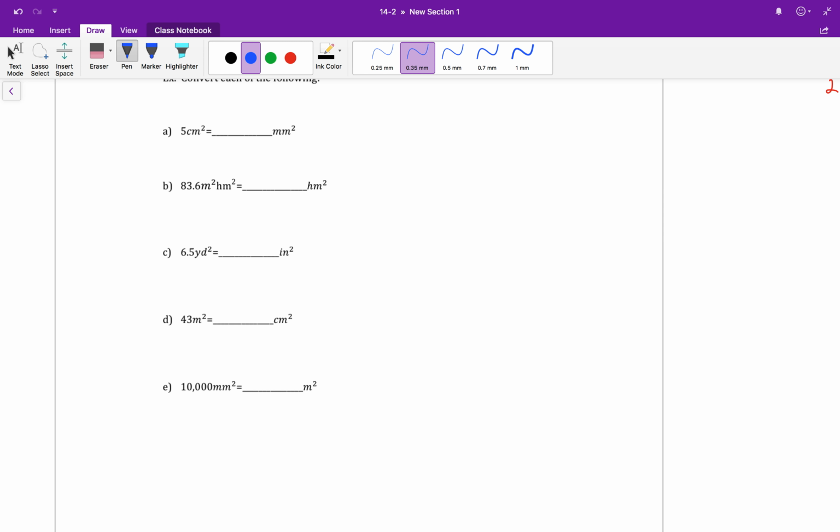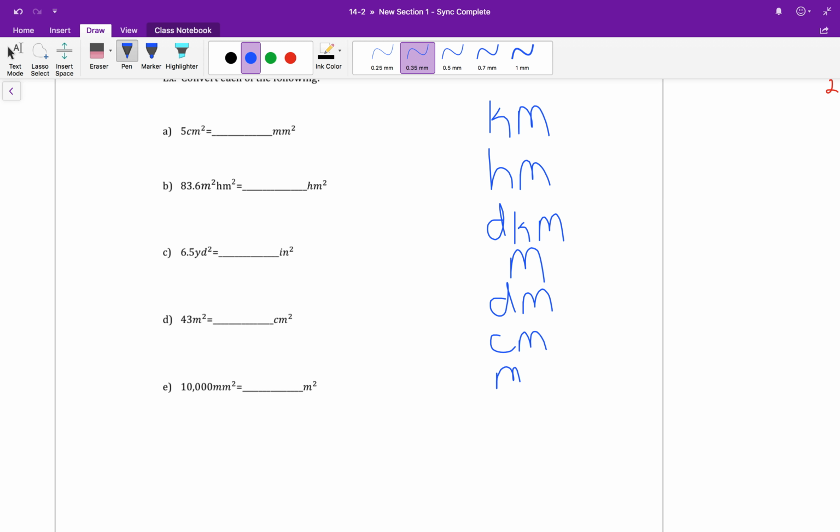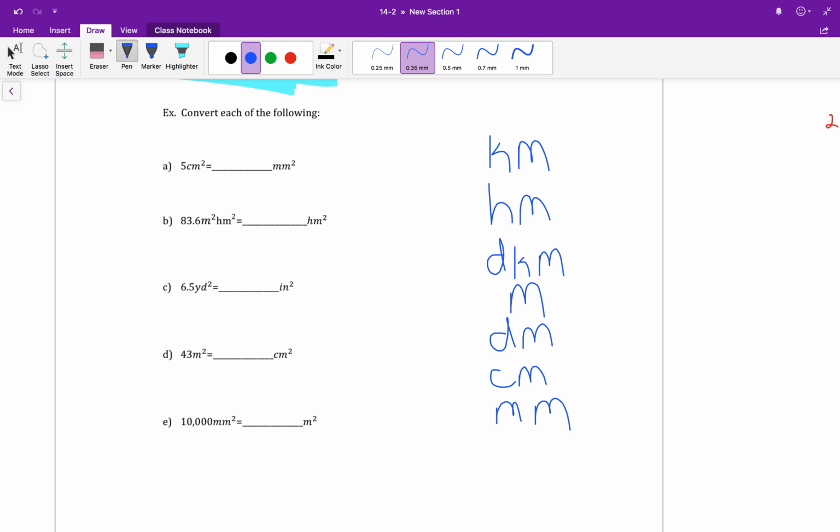So we've got some examples here. My kilometers, hectometers, that whole concept still works the same. So I'm going to just write them down here so we have reference. We've got kilometers, hectometers, decameters, meters, decimeters, centimeters, and millimeters. So for this first one, I've got my centimeters squared. So I'm here, and I'm trying to go down to millimeters squared. So I've got my bigger unit, I'm going to my smaller units. This is what I'll multiply.